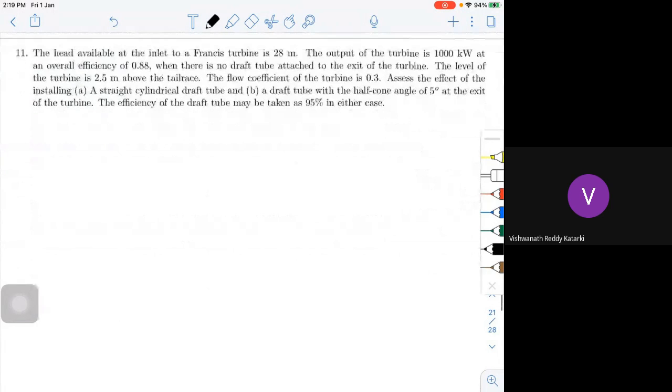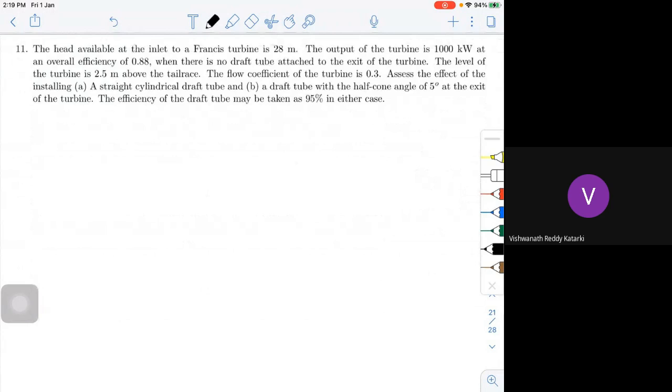On draft tube, we'll try to solve one problem and we'll try to wind up. It'll take some time, 2 minutes. So if you have any doubts, you can unmute and speak. Do you have any doubts? Anyone, whoever it is, no problem. You can unmute and speak.